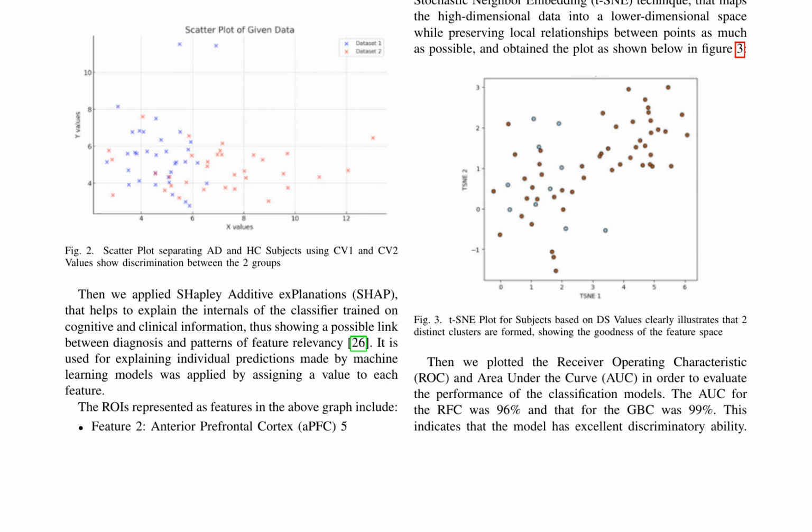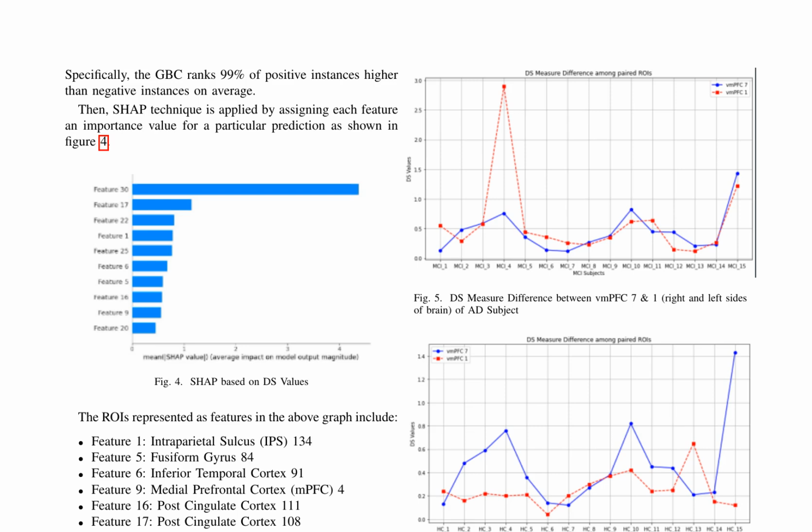Shapley additive explanations, SHAP, was applied to explain the internals of the classifier, assigning a value to each feature. The ROIs represented as features included anterior prefrontal cortex, inferior temporal cortex, and posterior cingulate cortex, among others. The autoencoder-based deep learning model was applied to quantify the deviation from stochasticity for each subject, with the DS measure calculated for all subjects corresponding to the 34 ROIs.